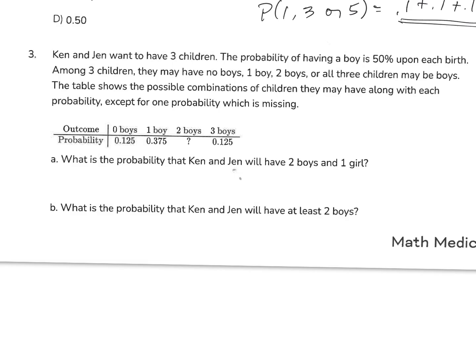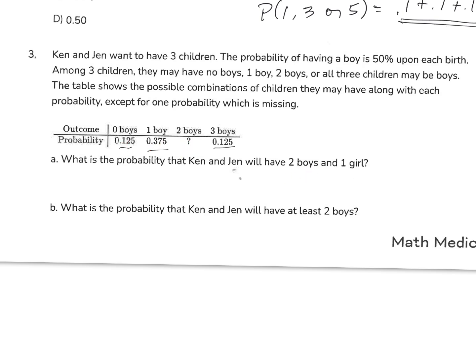Next we look at Ken and Jen wanting to have 3 children. The probability of having a boy is 50% on each birth. So that means the probability of having a girl is also 50%. So 0 boys would be 0.125 probability, 1 boy 0.375, and 3 boys 0.125. So what is the probability that they will have 2 boys and 1 girl, which is this probability?